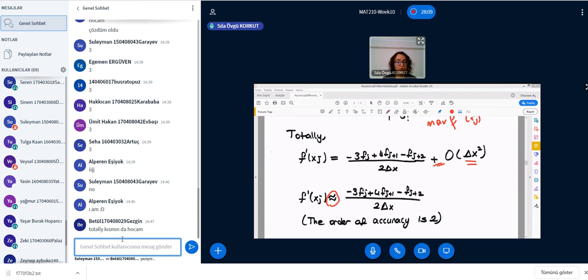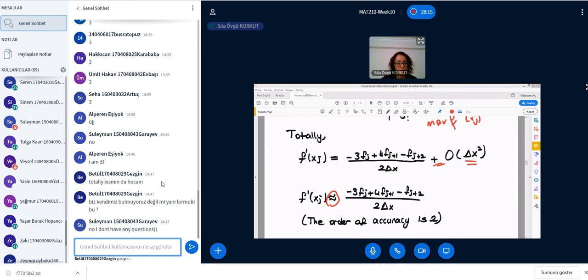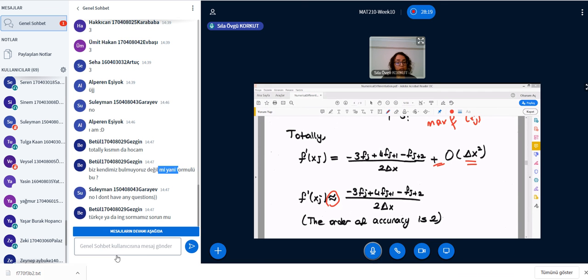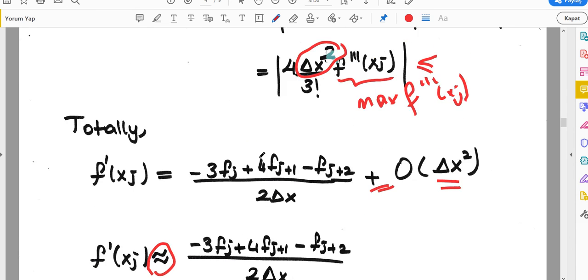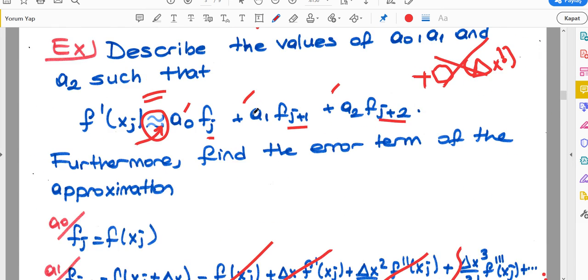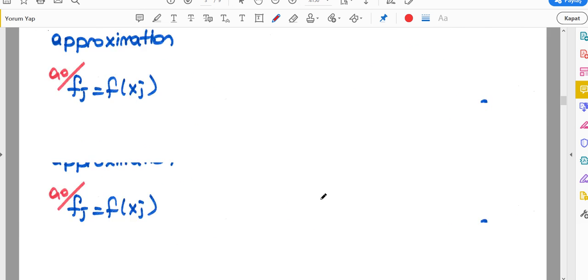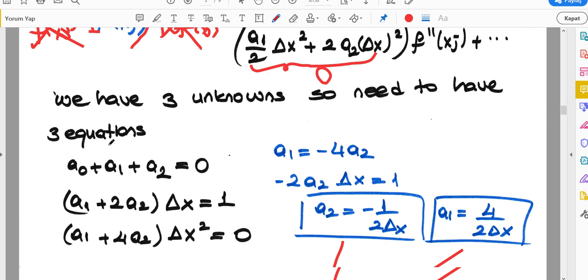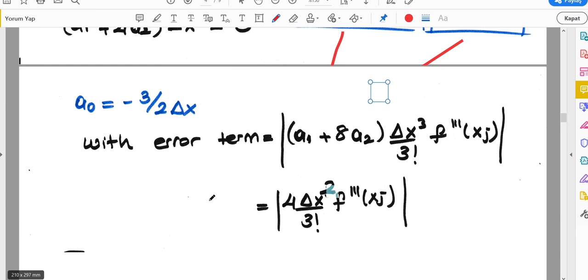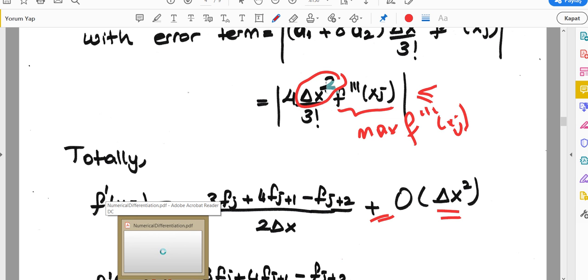Yeah, Betül, you may ask. No, we have discussed actually because we have observed here. Let me show you. We have observed A1, A0 and A2 in our calculation. After writing them into the expression in the question, A0, A1 and A2, your scheme for the first order approximation is already described as in that version. So we have found them.